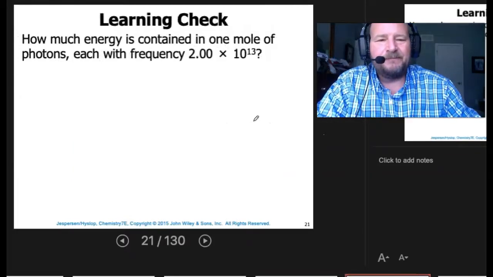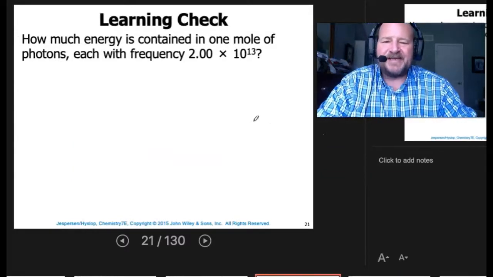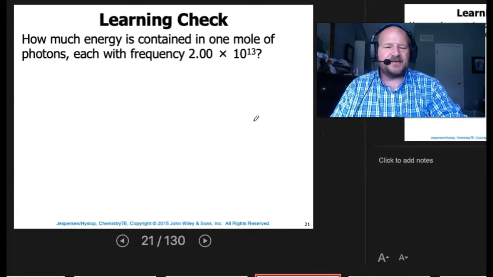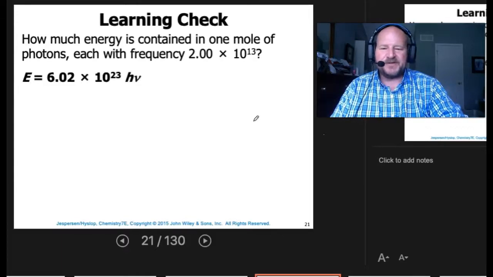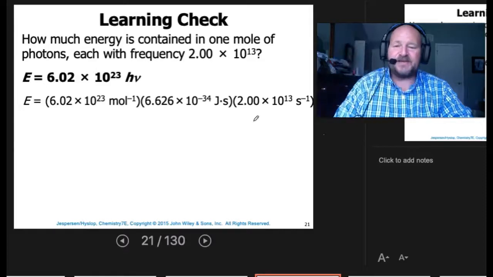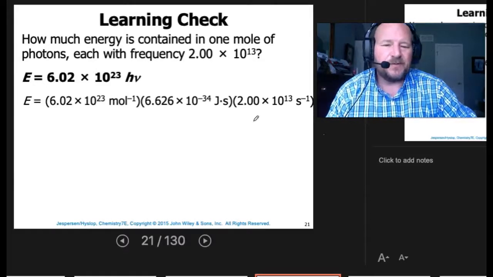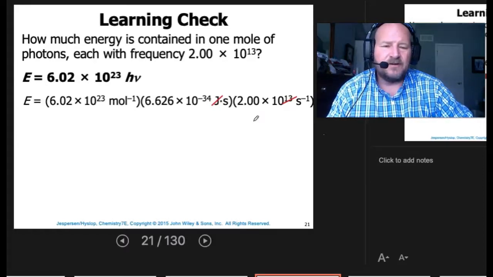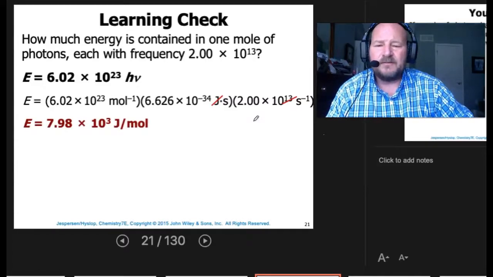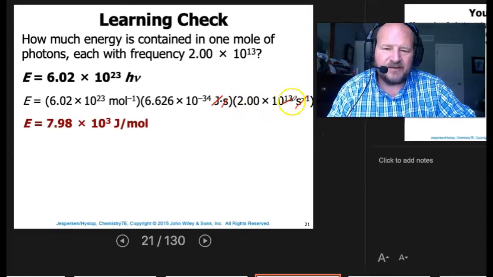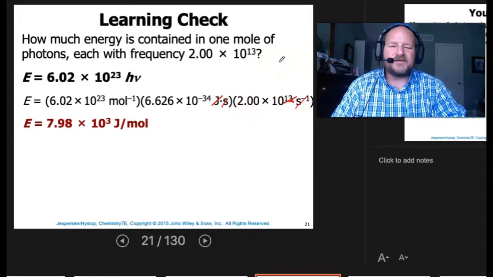Crazy but true. How much energy is contained in 1 mole of photons, each with the frequency 2.0 times 10 to the 13th? Remember, E is going to be equal to 6.02 times 10 to the 23rd times h nu. So I'm just going to plug and chug here. We take h, Planck's constant, and the frequency we were given. The second will cancel out with the per second. Note that there's no joule over here, sorry about that. And that leaves us with joules per mole.